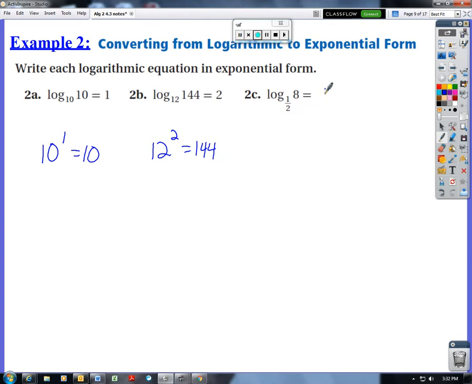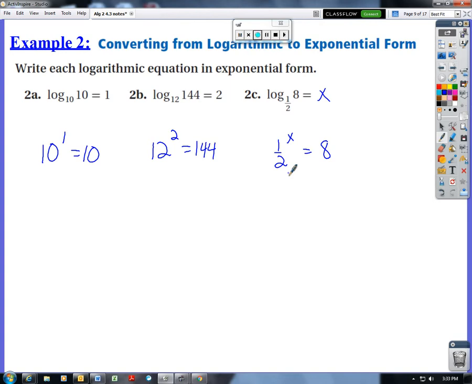Next one, oh, blank. So let's make an x there because we don't know what it is. Base is 1/2, exponent is x, it equals 8. So what do you think that would be? Try it on your own, and then I'll tell you. So this one takes a little bit of creative thinking. You're raising 1/2 to a power, and you're getting a number larger than 1.